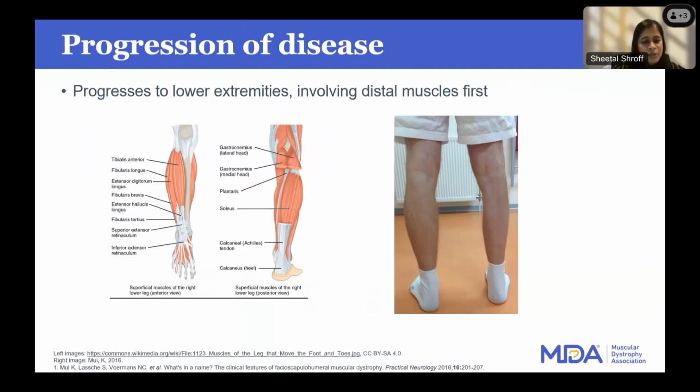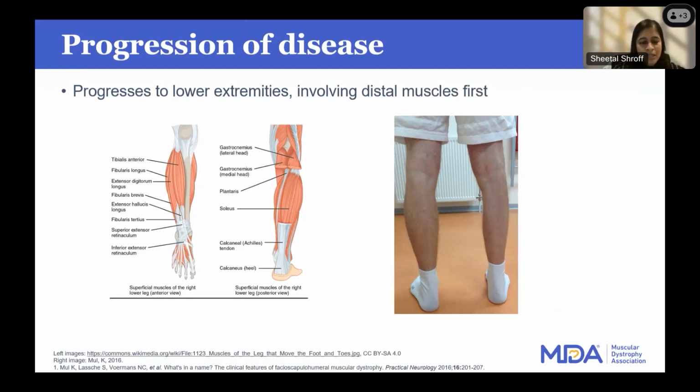Now, facioscapulohumeral dystrophy can progress to involve the distal leg muscles, more so the anterior compartment, the tibialis anterior. So that's the muscle which is affected in FSHD.